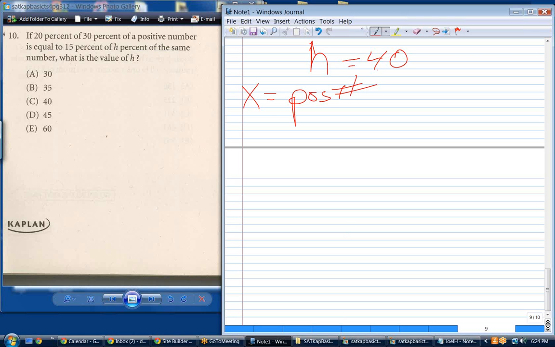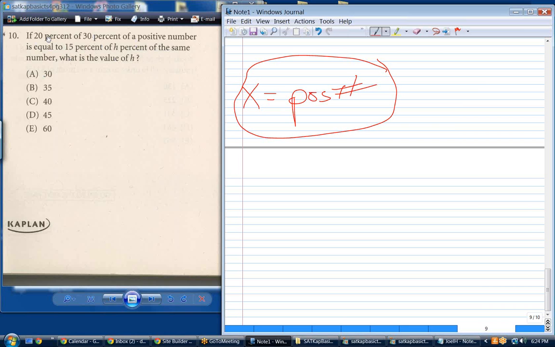If x is my positive number, let's forget h being 40. Let's write an equation. In other words, if I'm going to solve it algebraically, which after I investigate solving it with back solving, I realize there's a problem. But right now let's try to solve it algebraically. And whenever you try to solve a word problem, your first step should be this: defining your variable and saying what it is. So now let's put this into an equation.